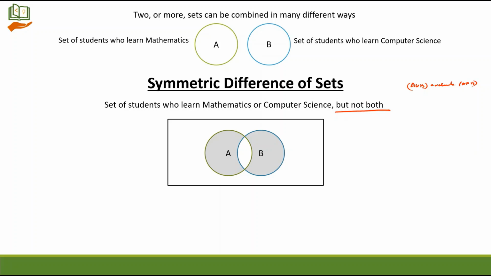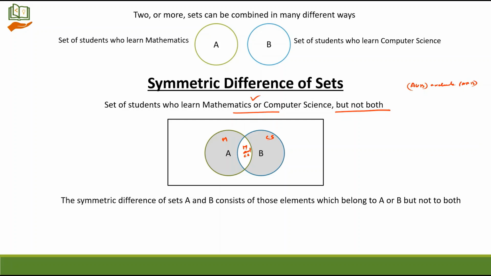They learn maths, this is maths. They learn CS, this is CS. So maths or CS is fine. What about not both? Maths and CS is what this intersection states. We are not including them. The symmetric difference of A and B consists of those elements which belong to A or B but not to both. So it can either be in A or in B but not in both.